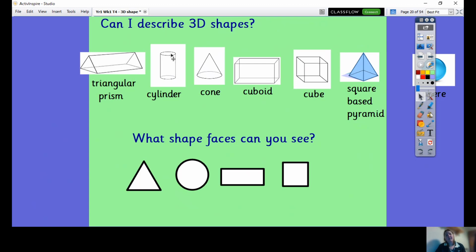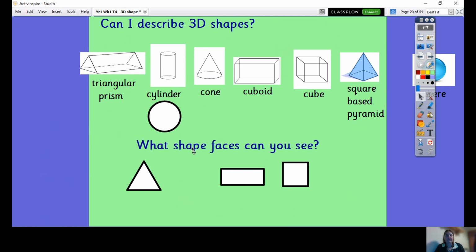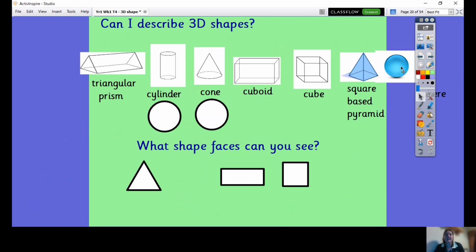Okay, so if I think about my cylinder, if I held my cylinder up and drew around it, what shape would it have? It would have a circle. What about my cone? My cone would have a circle as well. Now, if I drew around my sphere, a sphere doesn't really have a face. It might have a curved surface, but you can't really draw around it. To be a face, it has to be flat so that you can put it down flat and then draw around it.